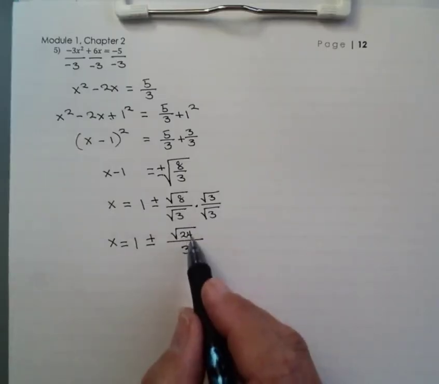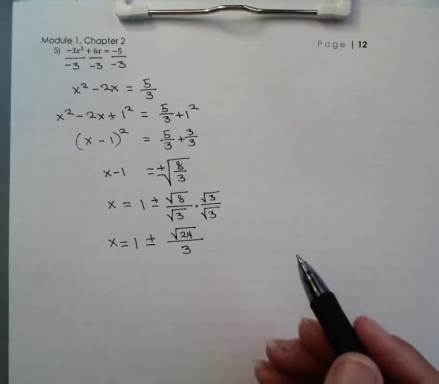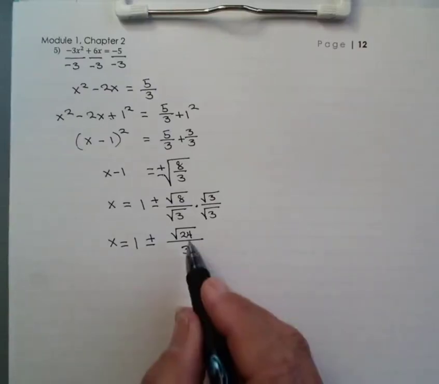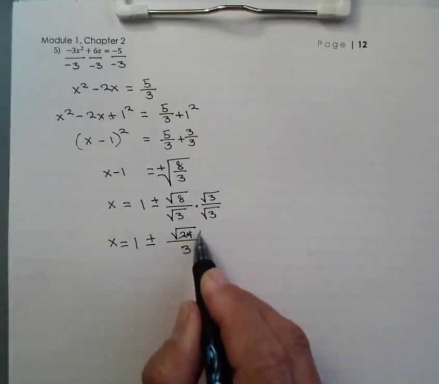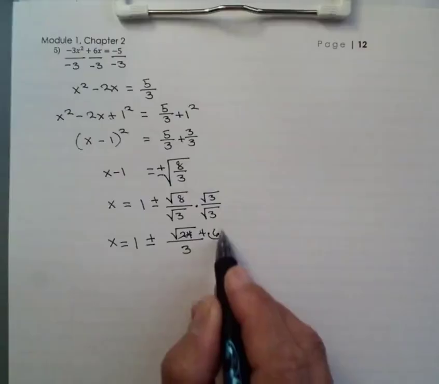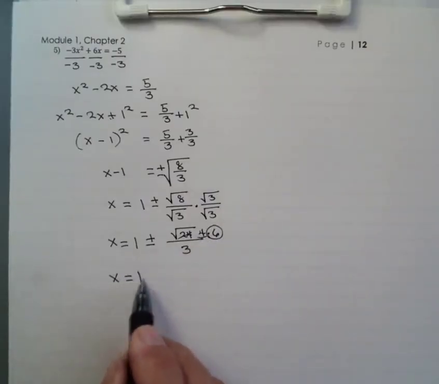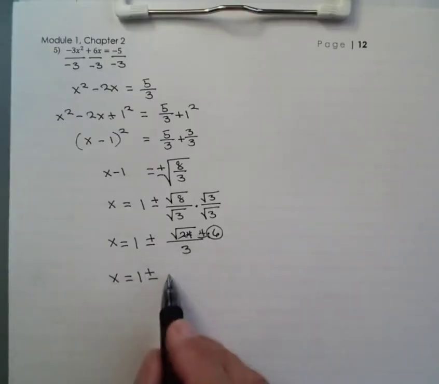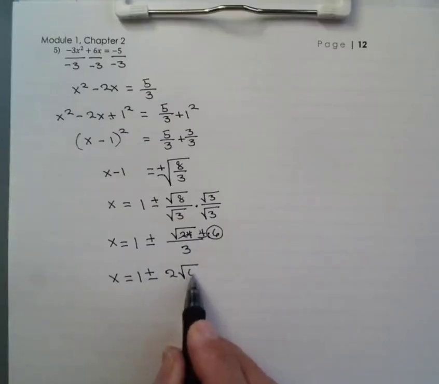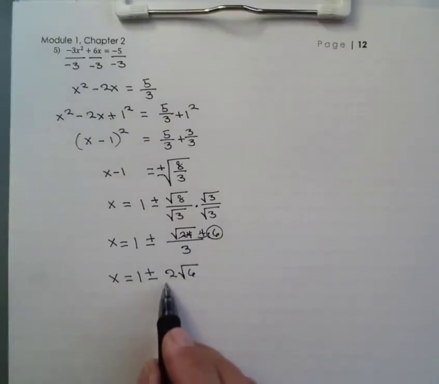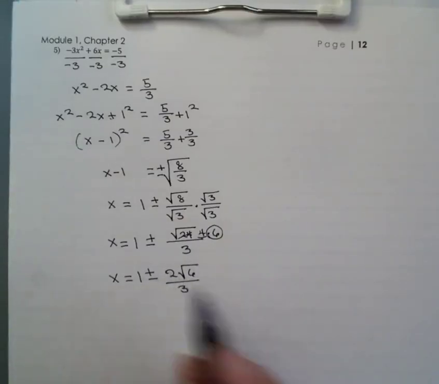And now I look to simplify that square root of 24. Can I factor it into any perfect squares? Well, it has the perfect square 4, and that would be times 6. So this one can come out from under the radical, right? Let's go ahead and do that. X is equal to 1 plus or minus, the square root of 4 came out, it's a 2 times the square root of 6, and that is over a 3. I can't seem to simplify it anymore. That seems to be my answer.